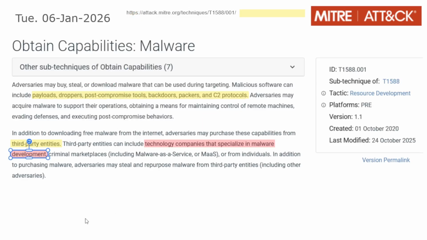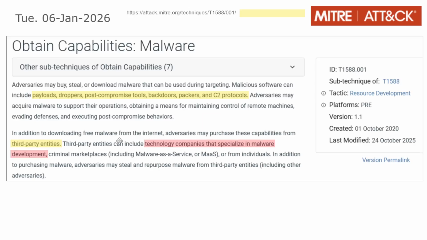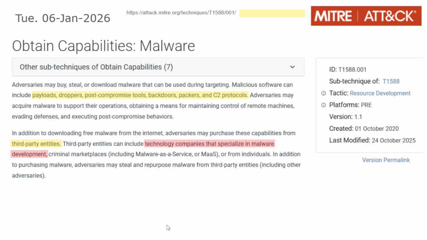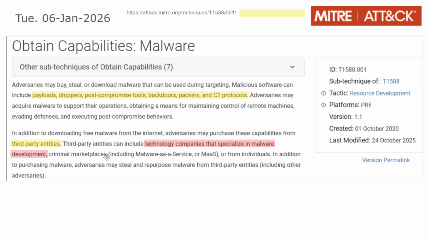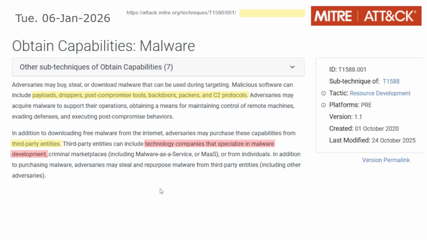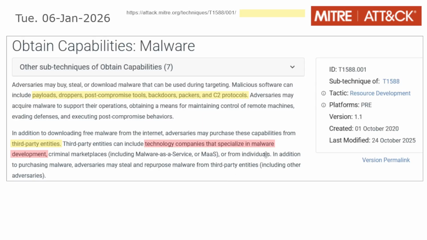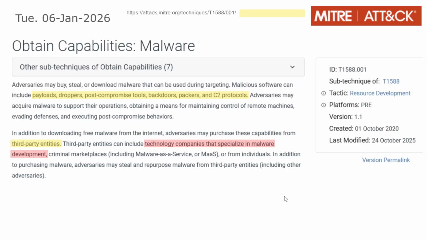So it's not necessarily that Mitre did something wrong here, but I gotta educate myself on technology companies that specialize in malware development. If you guys know any names, drop them in the comments as well, because I can't think of one. But then we have criminal marketplaces, including malware as a service, or MaaS. That's the same thing, by the way. Yes, criminal marketplaces, I agree. Or individuals, obviously, you know a guy who is capable of that thing.